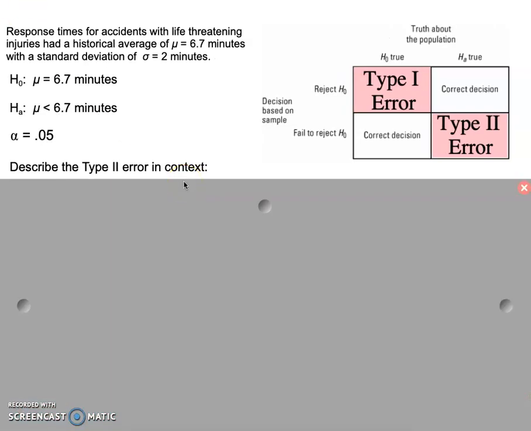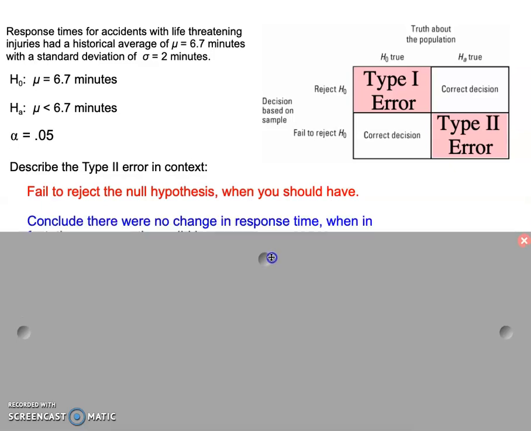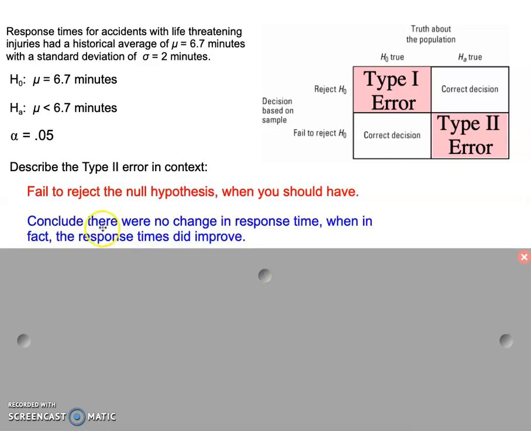Okay, type 2 error, let's see if you got that one right. It's where you failed to reject the null, but you should have rejected the null. All right, so in context, you're concluding there was no change in response time when, in fact, the response times had improved, but you didn't catch it. Now, a little detail here. You don't want to accept the null and say, yes, it is 6.7. You fail to conclude that it is less than 6.7.